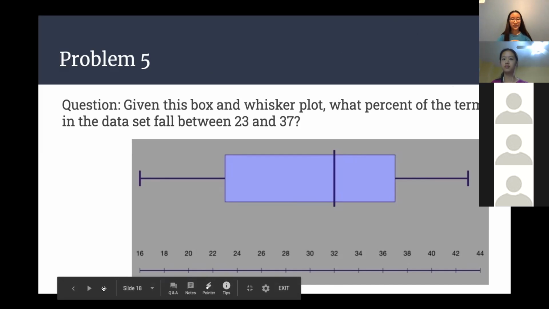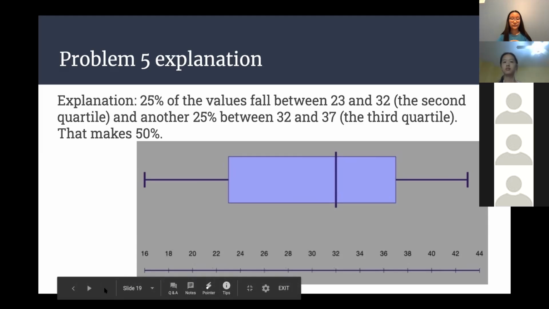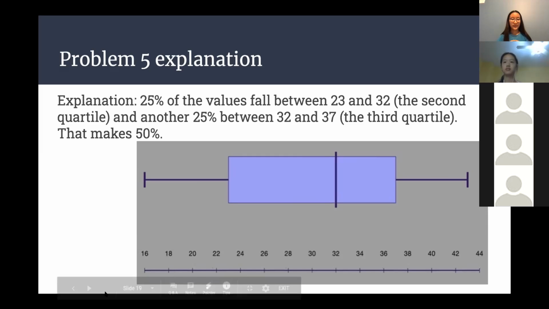Okay, you guys all seem to be getting it. The answer is 50%. Because first you have the second quartile and then the third quartile, and in between, inside the box, that would be 50%. Yeah, that's what I just said.